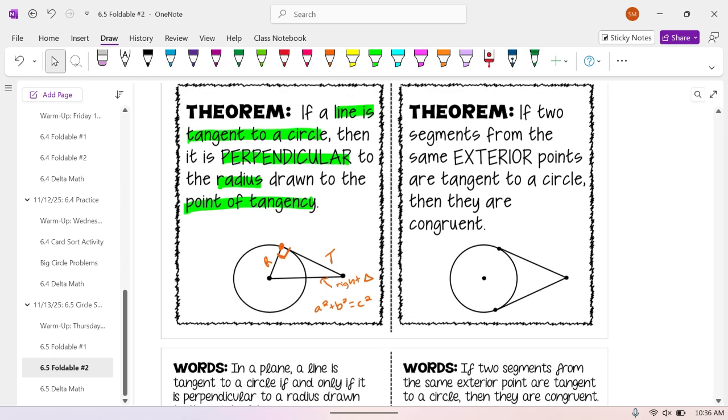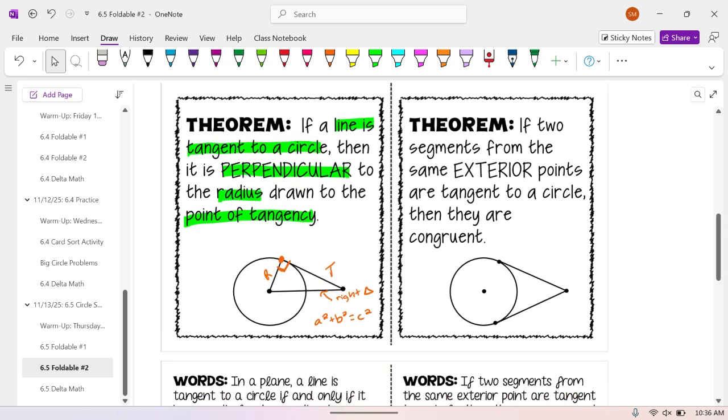Well, actually, before we do that, let's look at the other theorem. The other theorem states, if two segments from the same exterior point are tangent to a circle, so in other words, they intersect outside the circle, then they are congruent. If you notice, both of these tangent lines intersect at this point, meaning that these tangent lines are congruent.